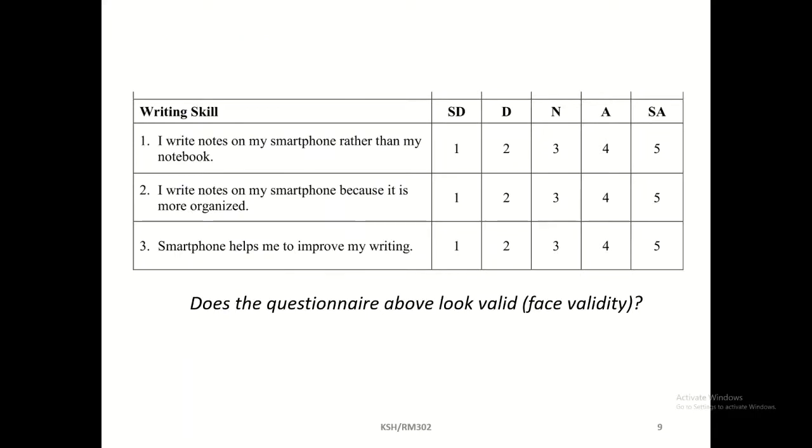Let's look at this example. You can see there are 3 items designed to measure the writing skills of the respondents. Do you think this part of the questionnaire looks valid? Does it have face validity? Because there are so few items, only 3, we doubt if these 3 items can really measure the writing ability.